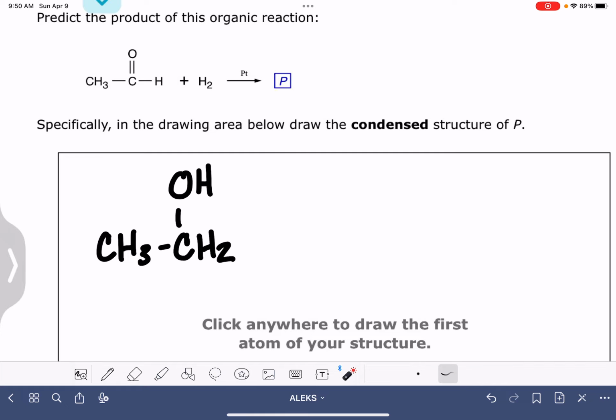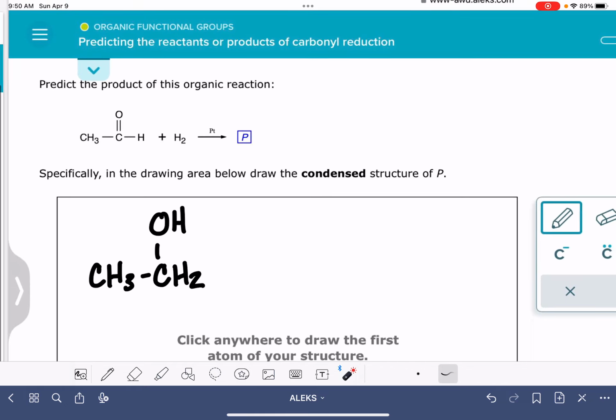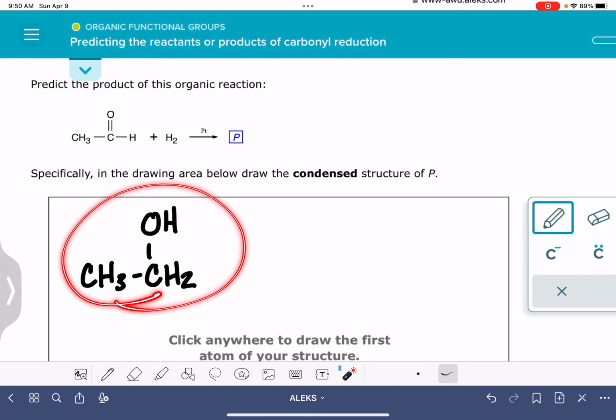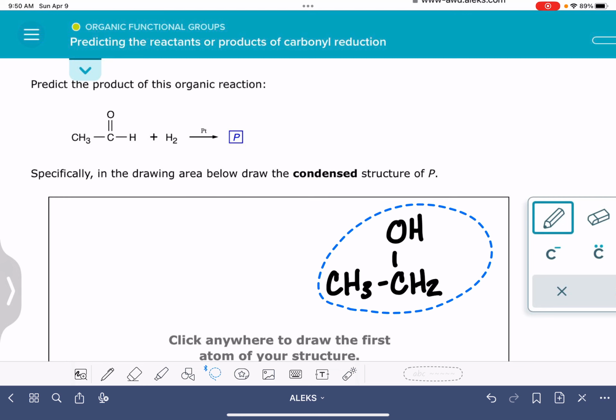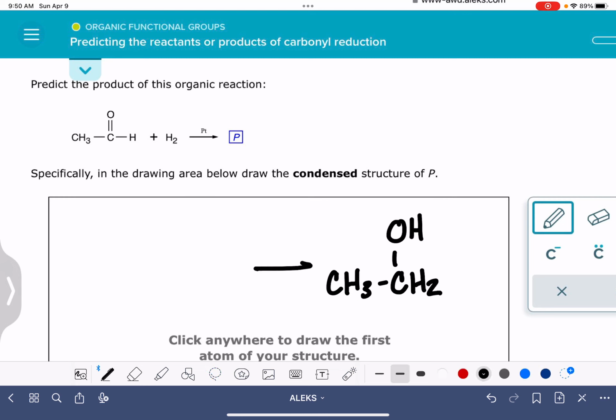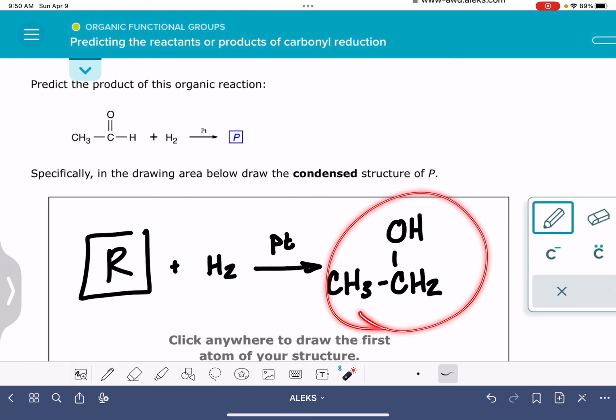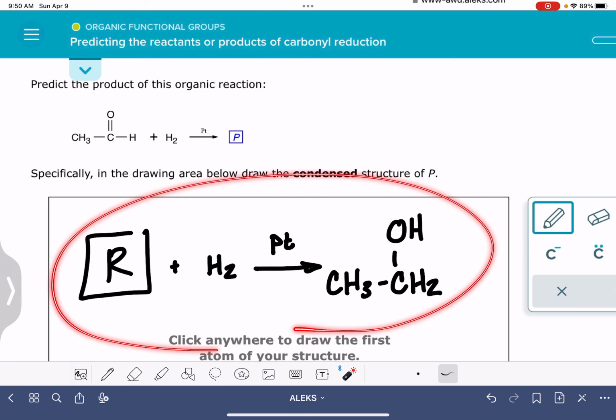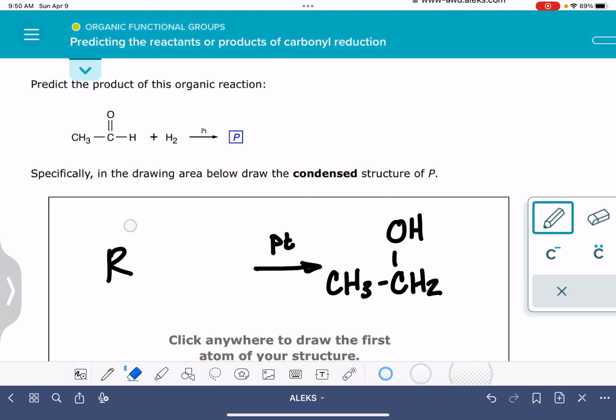Now, the second version of this problem is going to provide you with the product and ask you to predict the reactant. So it would have a form that would look something like this. Let's say Pt, it would say H2, and it wants you to predict the reactant that you need to come up with this molecule. So if you get this version of the problem, here's how you're going to approach it.